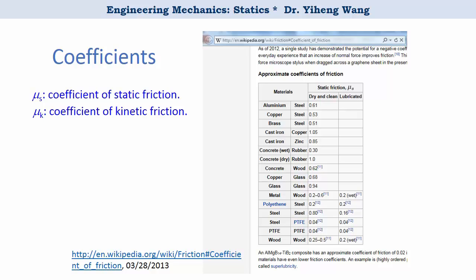Both coefficient of static friction and coefficient of kinetic friction are determined experimentally, and you can find these coefficients for common surfaces on the internet. For example, here is a screenshot of a page from Wikipedia that lists the coefficient of static friction for several commonly seen contacting surfaces.